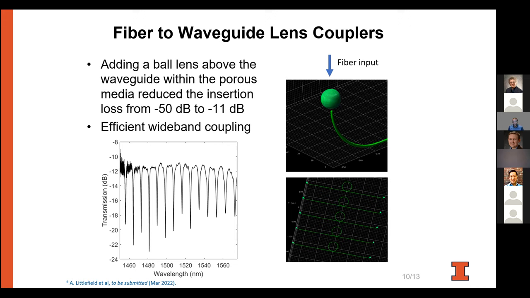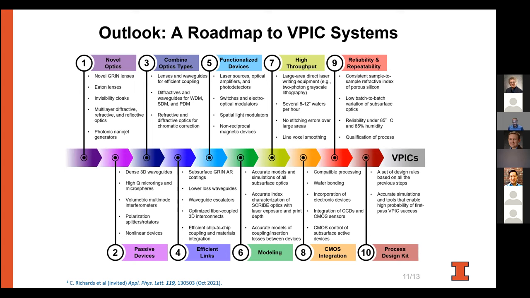We have a roadmap that we believe is necessary for industry and academia to work together to realize the vision of these vertical photonic or these volumetric photonic integrated circuits. Academia is mostly working on the first six steps, so developing novel types of optics, passive devices, combining the different types of optics together, like I showed in the previous slide, for lenses and waveguides.